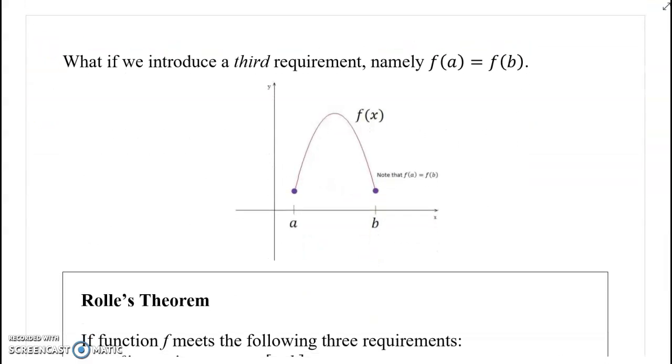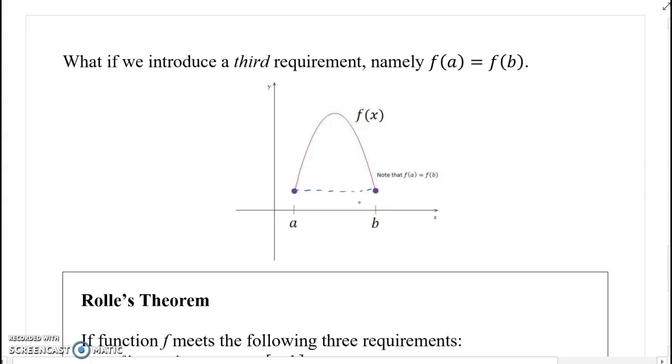So on the last theorem, the mean value theorem, we saw that the endpoints weren't at the same level. F of a doesn't necessarily equal f of b. We have an extra requirement that we could enforce, namely that f of a equals f of b. So we're starting and stopping at the same horizontal height.